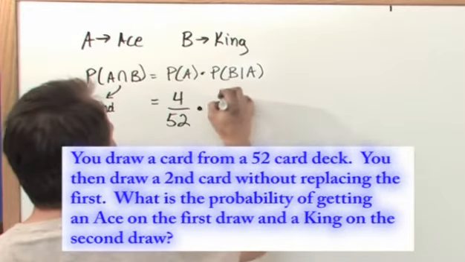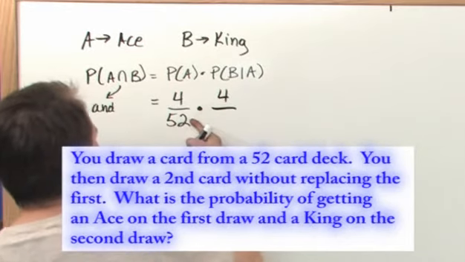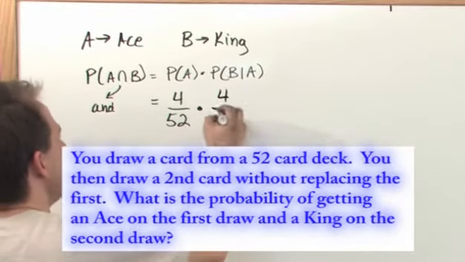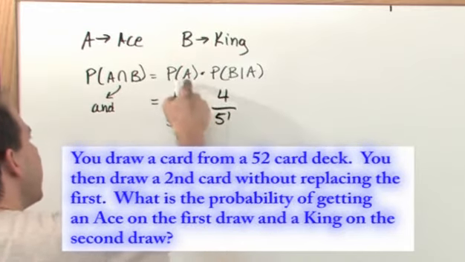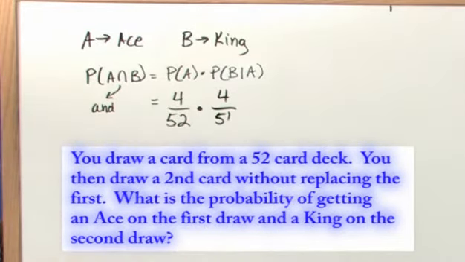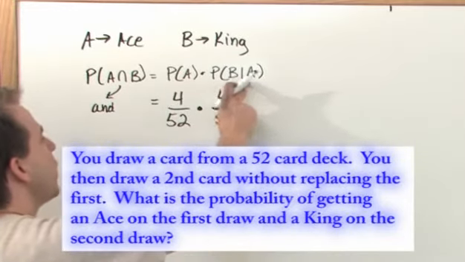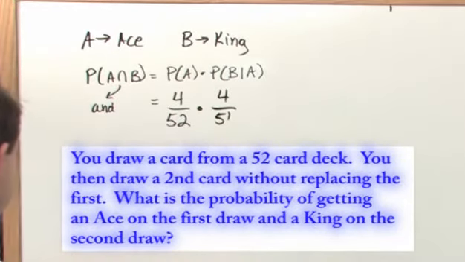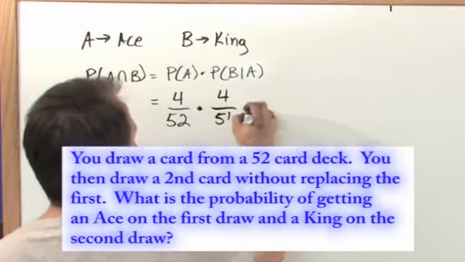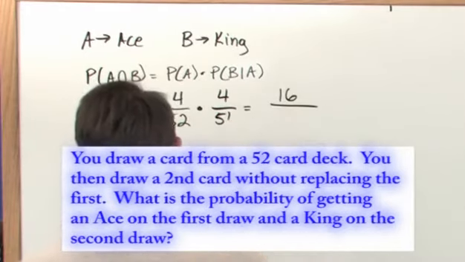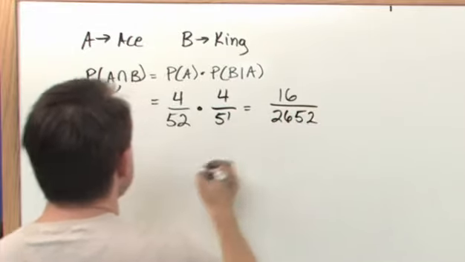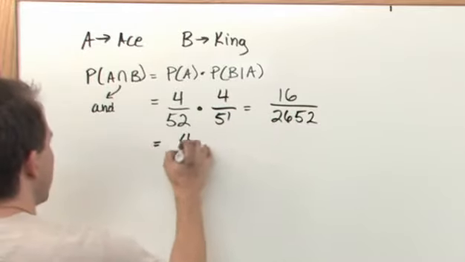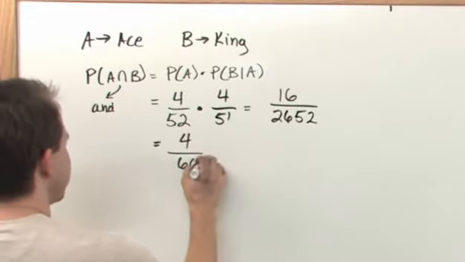Well, there are 4 kings in the deck, but there are no longer 52 cards because I pulled the ace. Now there are 51 cards. So you see this probability has been influenced because of this event occurring. And that's exactly what that means. So that's why it changes. That's why you have to write B bar A. That means B given that A has occurred. So what you're going to have is 16 on the top over 2652 on the bottom. And that's going to reduce to 4 over 663.